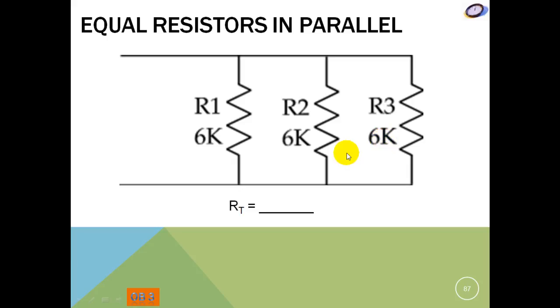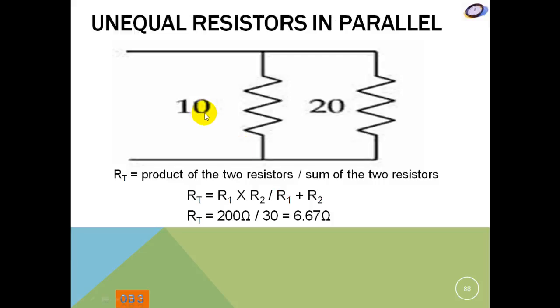Here you have 3. Remember, you're going to drop this by a factor of 3, so you take 6K divided by 3, which gives you a 2K ohm resistor. Now your cross-sectional areas are changing. They're not a direct factor of 10 or 2. When you have two resistors of different values, you use what's called the product over the sum. You would take the product, which is 200, divided by the sum, which is 30, and you would get 6.67 ohms. Notice, it's always going to be less than the smallest one, so you know it's going to be less than 10.